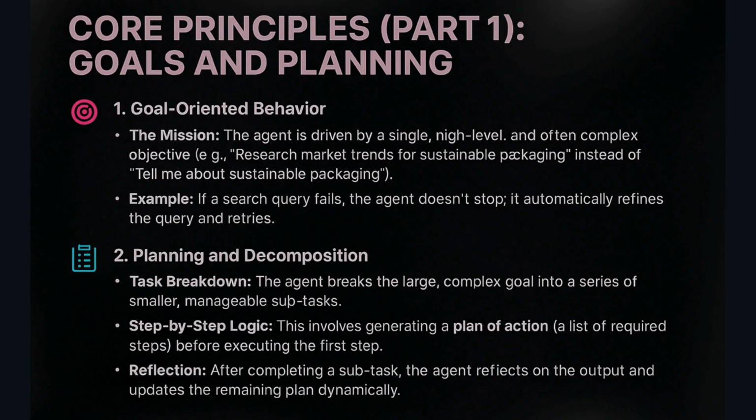The second principle, planning and decomposition, explains how agents handle complex objectives by breaking them down into smaller, manageable subtasks. Through step-by-step logic, the agent creates a structured plan of action, ensuring systematic progress. Additionally, the element of reflection allows the agent to evaluate completed tasks, adapt strategies, and dynamically update its plan. Together, these principles highlight how agentic AI mirrors human-like problem solving with persistence, structure, and adaptability.